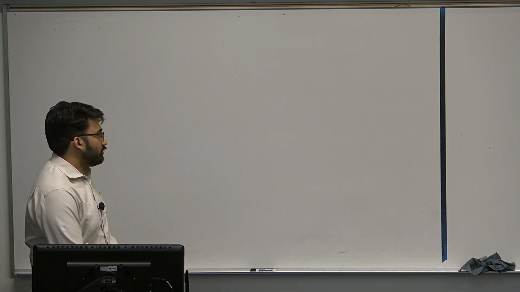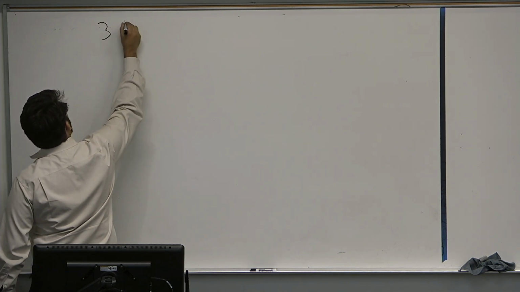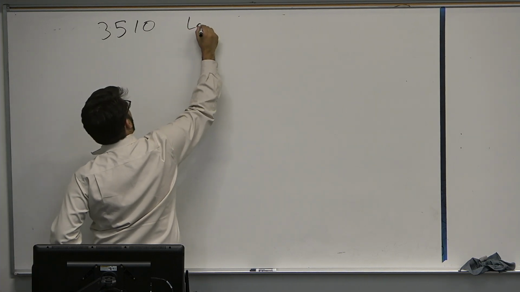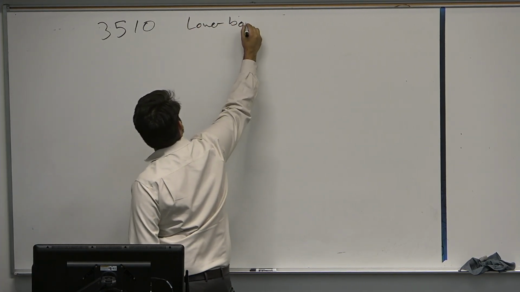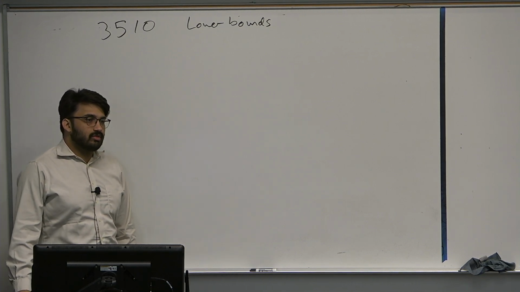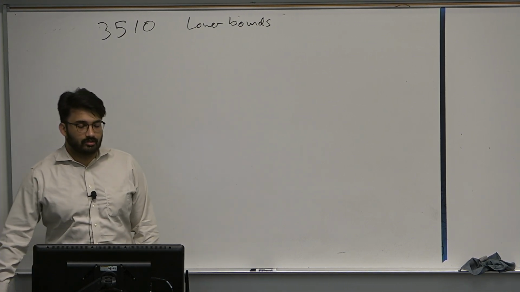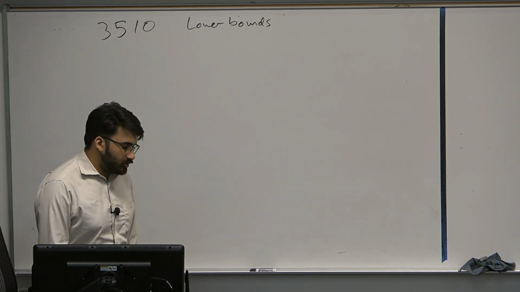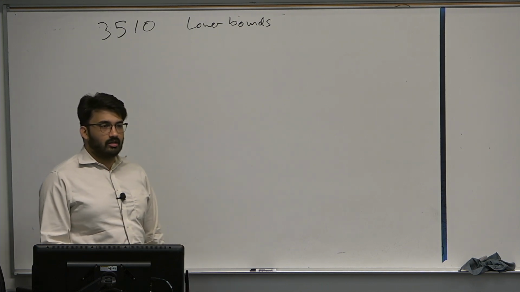Welcome to CS3510. This is a little extra thing on lower bounds. So lower bounds in the context of the algorithms we've done, specifically for sorting and for binary search, and in general. First off, what is a lower bound, right?